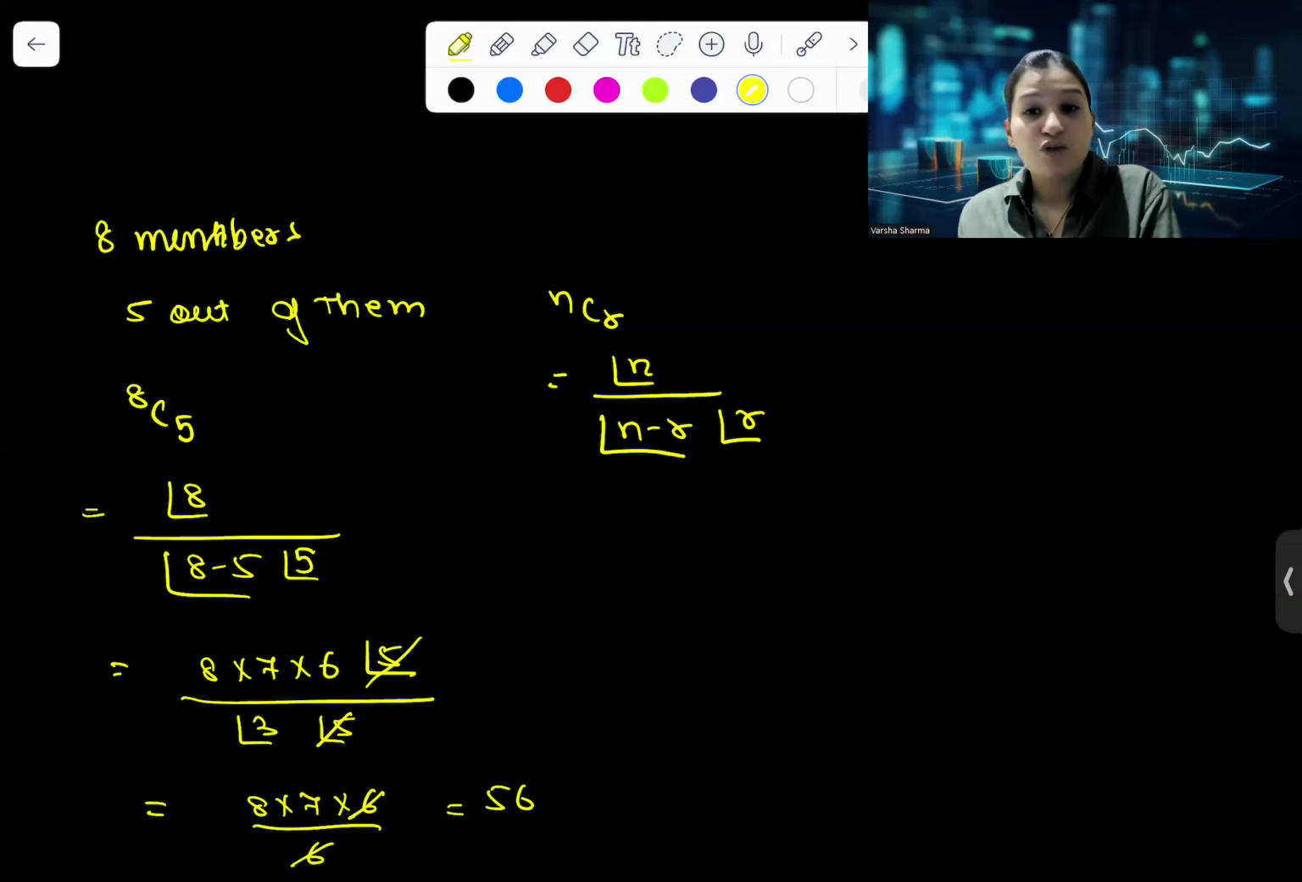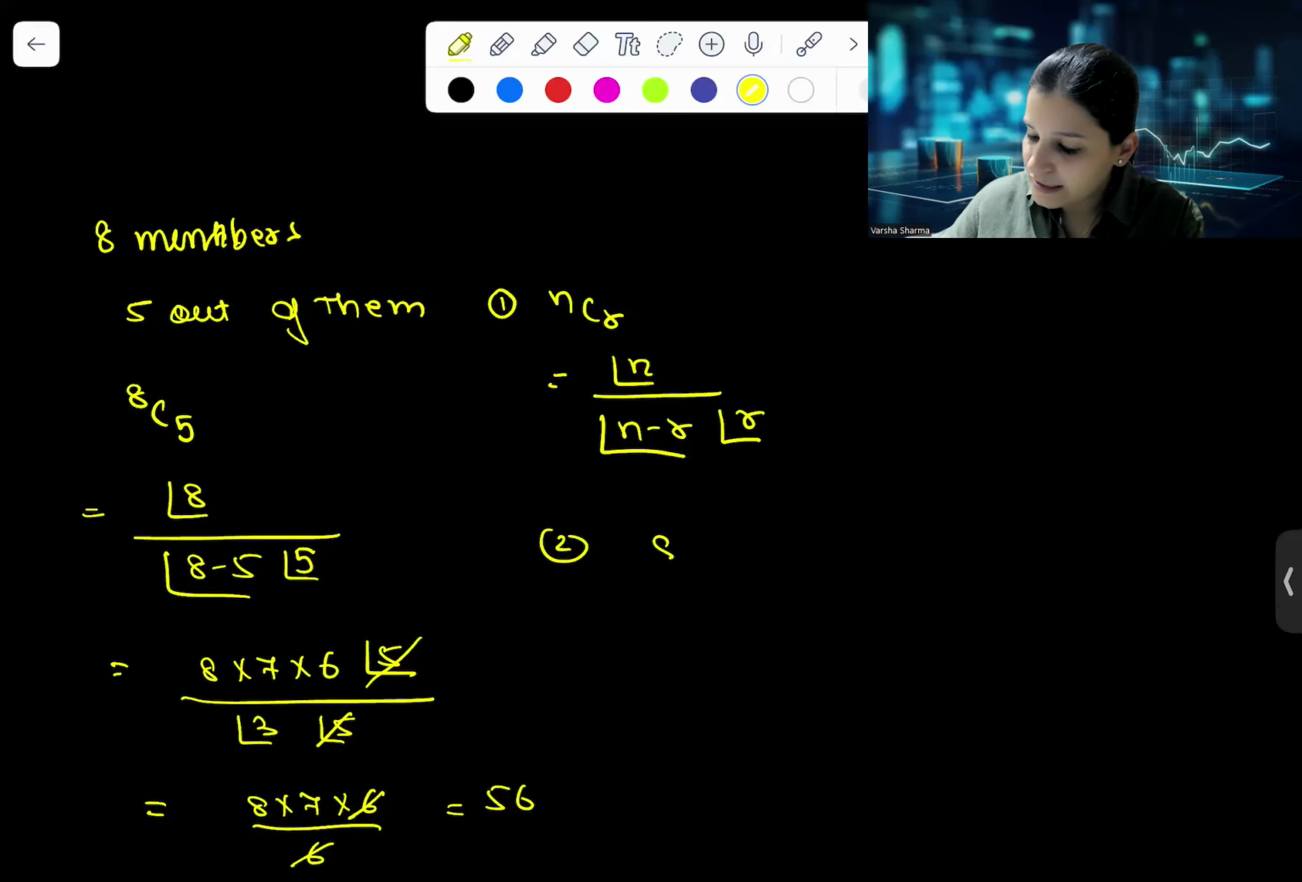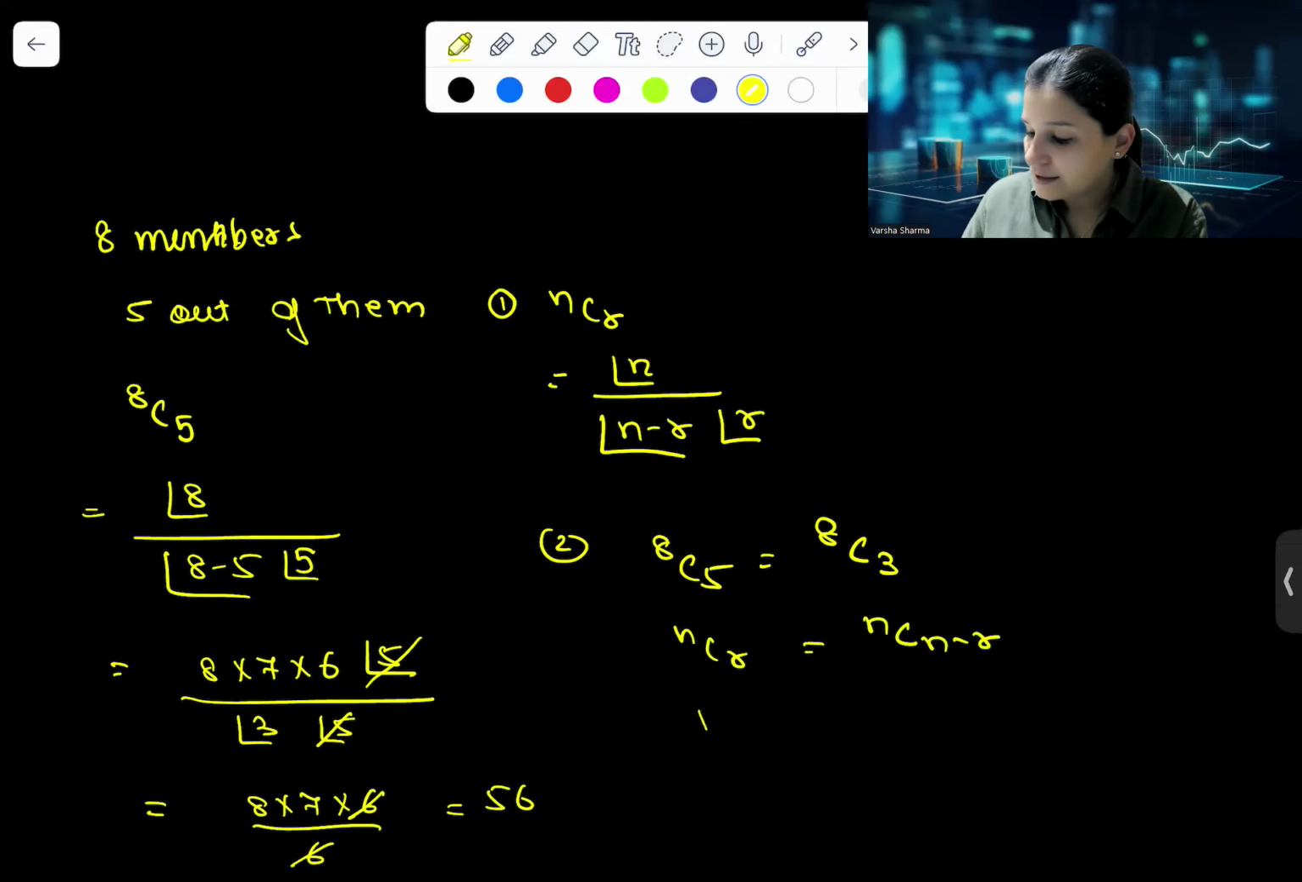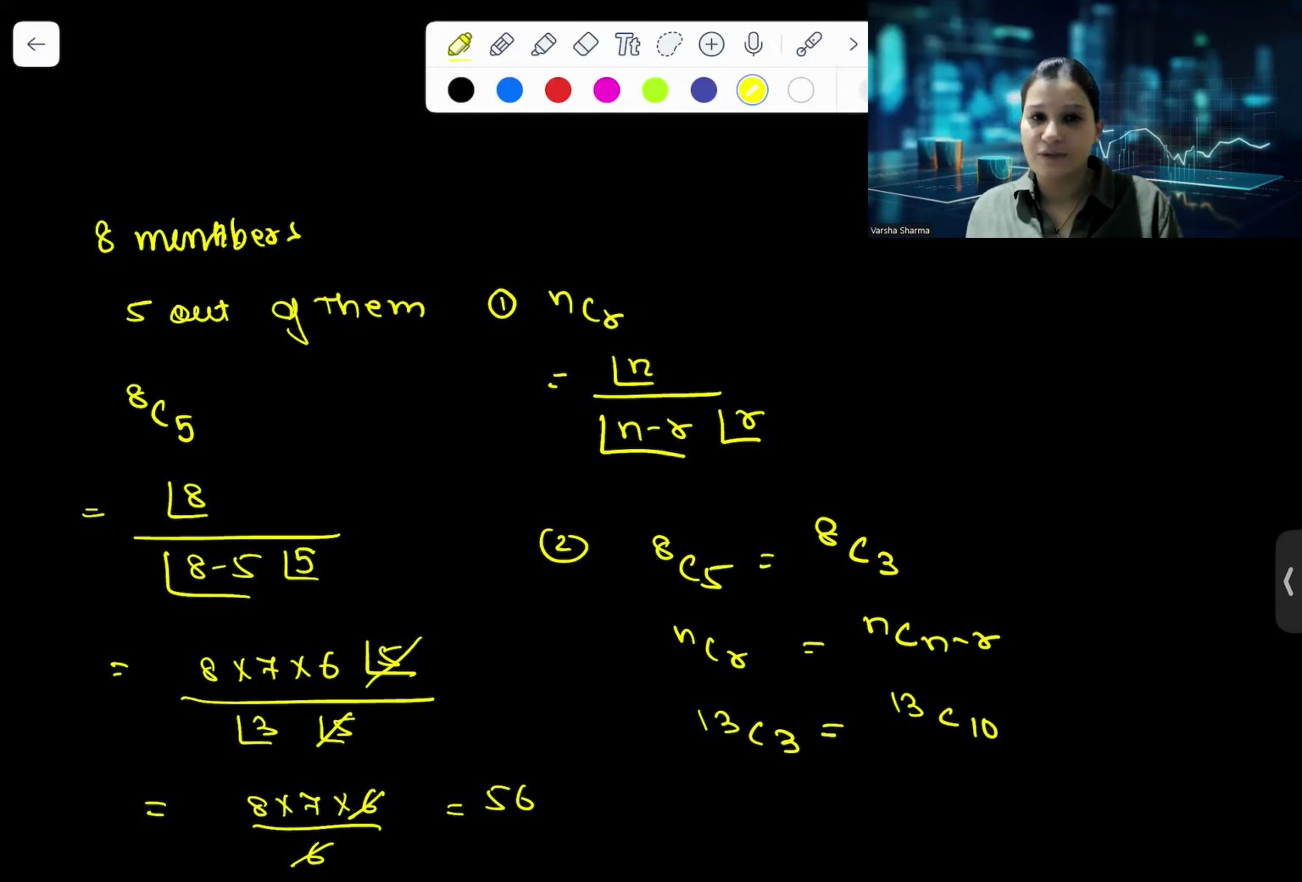That was our answer. So we use combination only in scenarios where it doesn't matter the position, it doesn't matter the arrangement. What matters only is selection, is how to choose them. In that case, we use combination. So we learned several formulas. The first was the nCr formula. Second, we also learned that 8C5 will be the same as 8C(8 minus 5), 8C3. nCr is the same as nC(n minus r). 13C3 would be the same as 13C(13 minus 3), 13C10, which makes it sometimes easier for us to calculate.